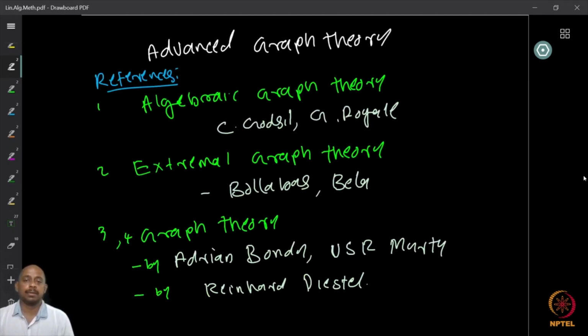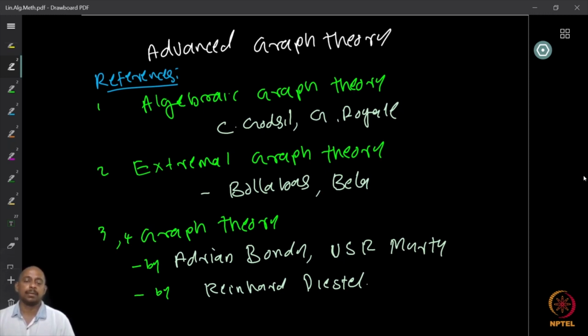Then we have advanced graph theory. There are several good books on this. The one that I want to mention is Algebraic Graph Theory by Godsil and Royle, which talks specifically about algebraic techniques related to group theory and things like that. Then there is Extremal Graph Theory by Bela Bollobas, which has a lot of results and very powerful tools. And then there are several books on graph theory. I will mention two of them here. One is Graph Theory by Bondy and Murty, which is a very famous book.